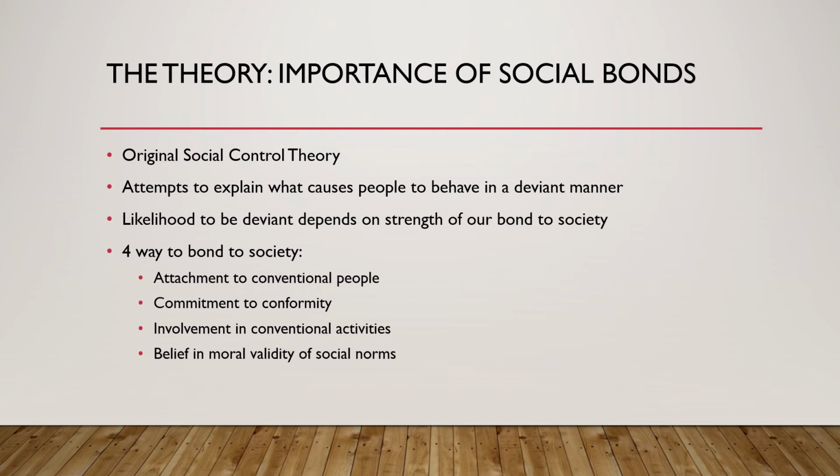Conventional activities is basically talking about your day-to-day activities. If you're in school, like sports or being involved in band, theater, stuff like that. If you're an adult, more the day-to-day routines, like cleaning, grocery shopping, cooking. The last part is belief in moral validity of social norms. Basically, this is your personal belief that the social norms of your society are morally valid. So you're not just doing them to fit in or be normal, but you actually believe that they are morally correct.